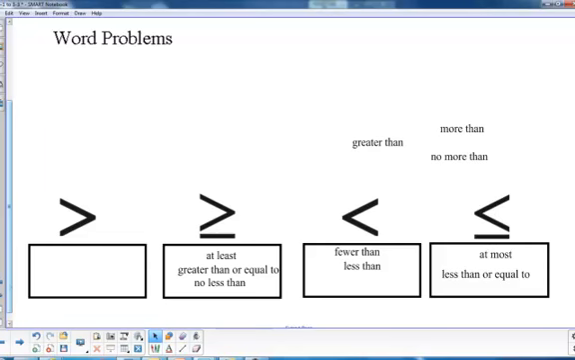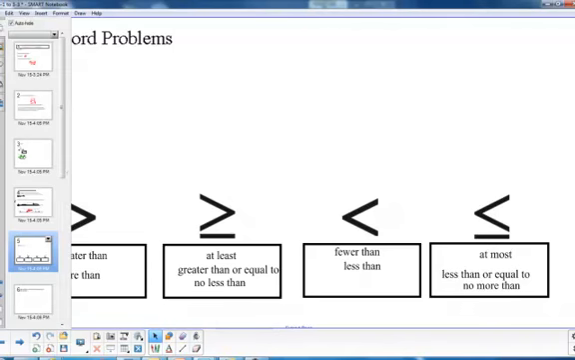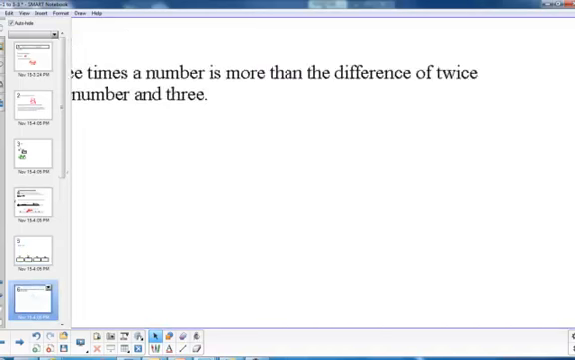Just greater than is right here. More than is the same as greater than. And if I have no more than $10, it means I could have $10 and I could have less. So this is no more than, and this is no less than. Okay, that could be tricky. Hopefully not anymore. I always like to think of money when I'm trying to think about what it means.